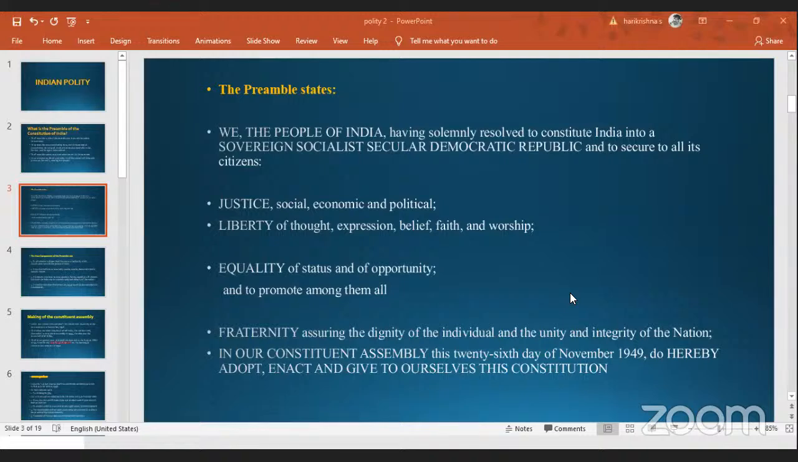Okay, excuse that. So this is the Indian preamble. The preamble states: We, the people of India, having solemnly resolved to constitute India into a sovereign, socialist, secular, democratic republic, and to secure to all its citizens: justice, social, economic, and political; liberty of thought, expression, belief, faith, and worship; equality of status and of opportunity; and to promote among them all.